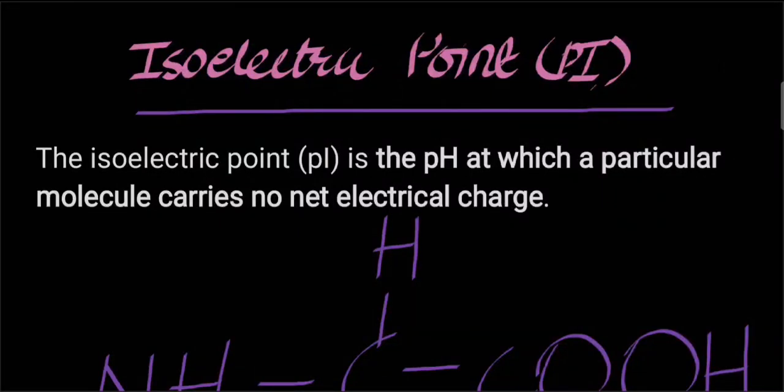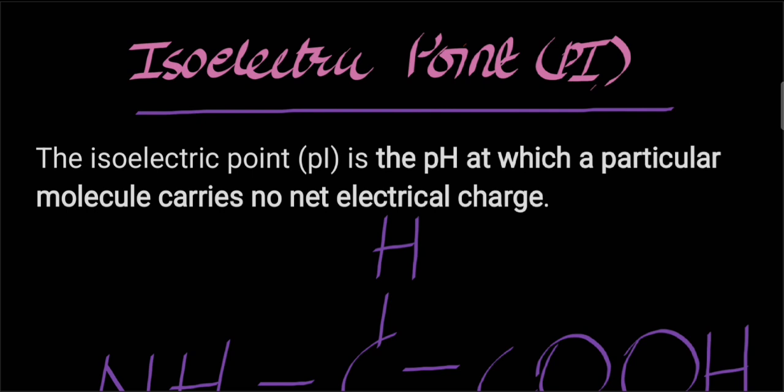Hi everyone. In this video we're going to learn about the isoelectric point of triprotic ions. One example of a triprotic ion is aspartate. Don't get confused. I'm going to go step by step so that you don't get confused. Let's start with the very first definition: what exactly is an isoelectric point?